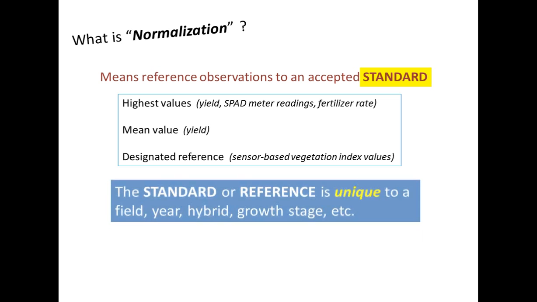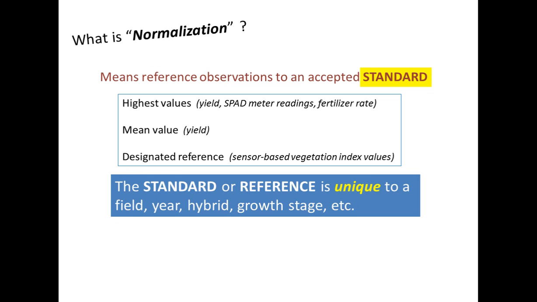I told you that this reference or standard is nothing unique, but it is unique for your field, your year, your hybrid, your growth stage, because we're dealing with a biological system that is changing all the time. So that's why it's going to be important to normalize the information. As an example, we've been normalizing information for a long, long time. We talk about percent. The denominator is 100, be it pennies, pesos, or whatever. So that's the idea behind normalizing.